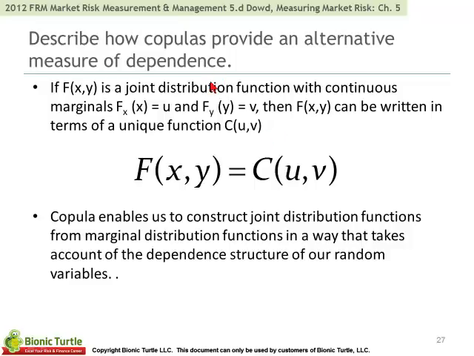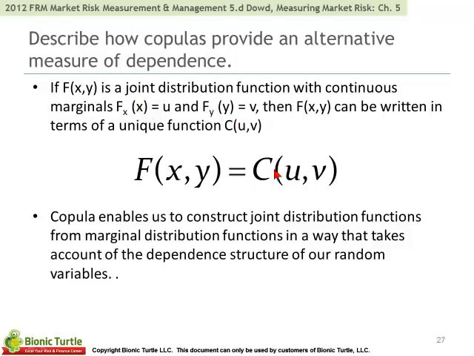So what does a copula do? Well, if F(x,y) is a joint distribution function with continuous marginals, so here we have these marginal or unconditional distributions, F of x equal to u and F of y equal to v. These are the marginal cumulative distribution functions that we're used to dealing with. We're dealing with single variable cumulative distribution functions here, but we have two of them.